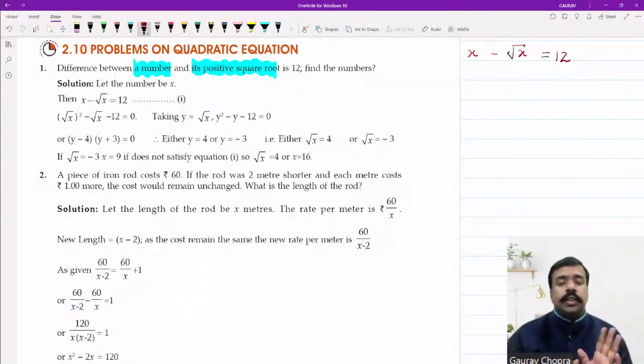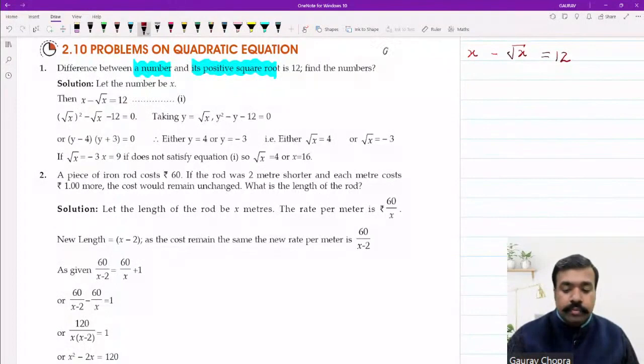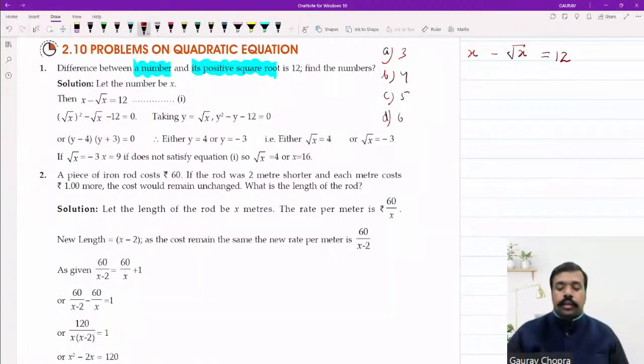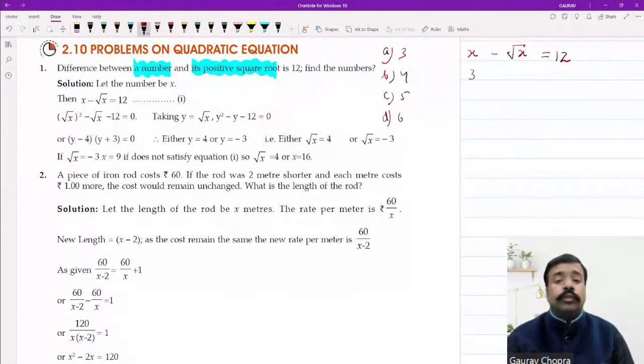Also, in such cases, use the options, put the options and see what are the results. Let's say we are having the options as 3, 4, 5, and 6. If we try with 3, what will happen? 3 and then minus of root 3. What will happen? Will we get the answer? No. Because the difference between these two is given as 12.